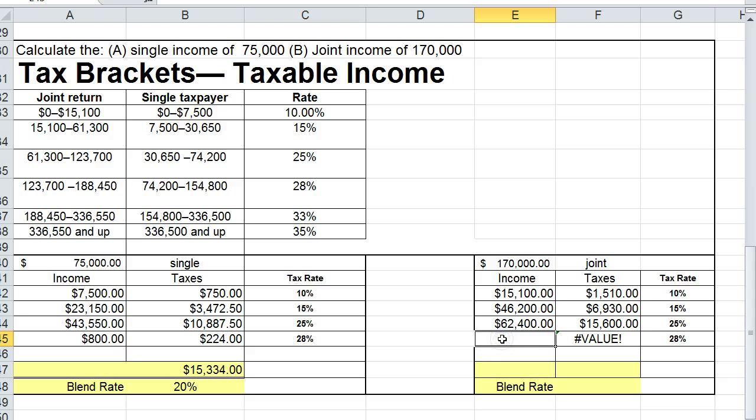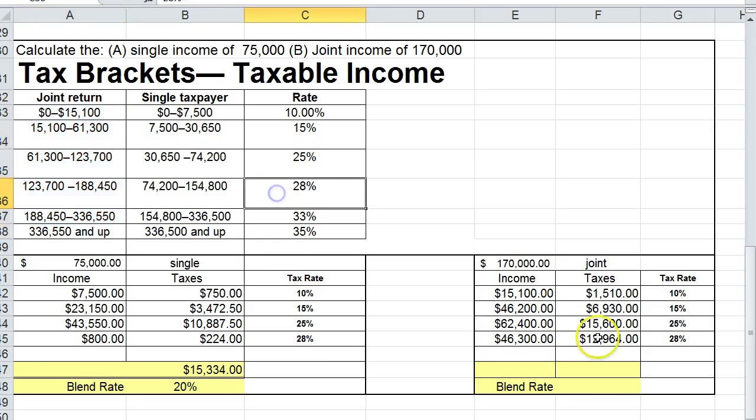Now for the fourth bracket, I have to figure out how much money I can fit in it. So I simply start with my 170,000 and subtract the 123,000 that this bracket starts at. And this will tell me the amount of money I can fit in this bracket. So I could fit 43,000 in this bracket. So if I do a quick sum on these four numbers, you'll see that I've allocated the full $170,000, and they add up to 170,000. So I've broken up my 170,000 into the four tax brackets under the joint tax brackets.